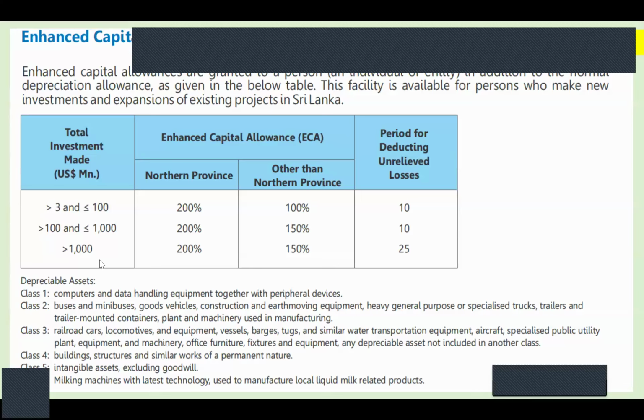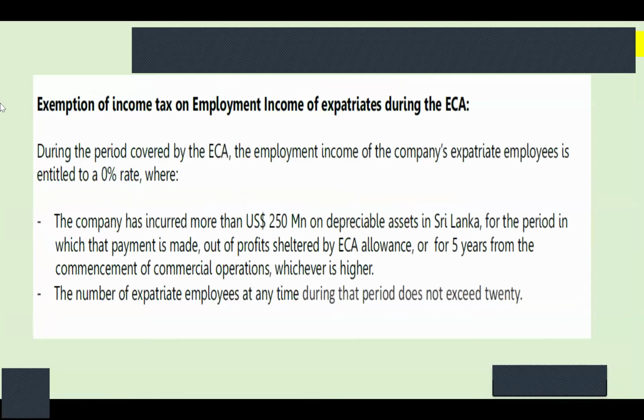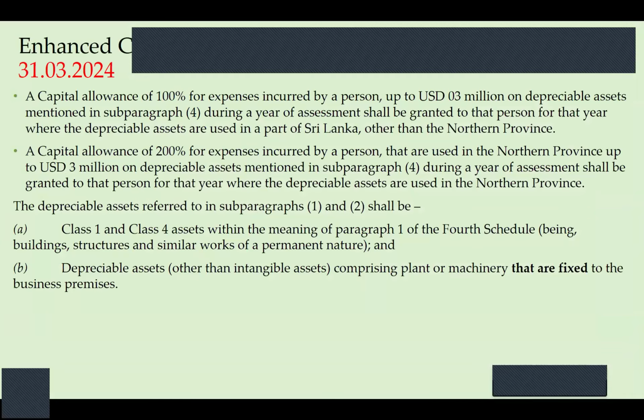If more than 1000 million was invested in the new investment for capital depreciable assets, then 200% can be deducted. For example, if we have incurred 1000 million for the new business as depreciable assets, then 2000 million can be deducted as an enhanced capital allowance. So that is a special investment incentive given to encourage new investments. So this is the enhanced capital allowances under Schedule 2.